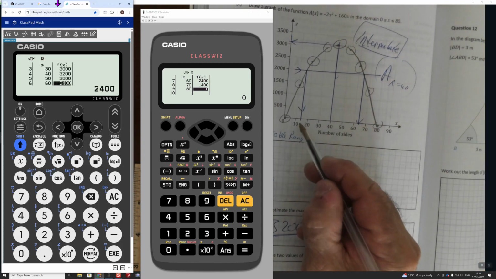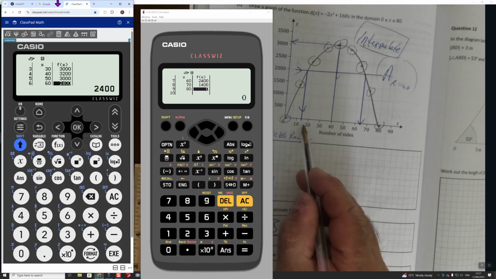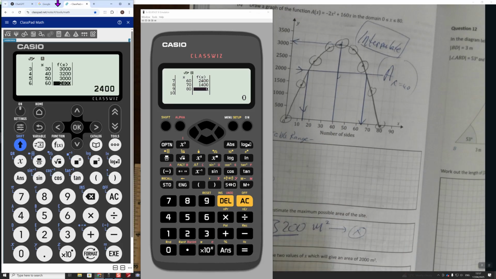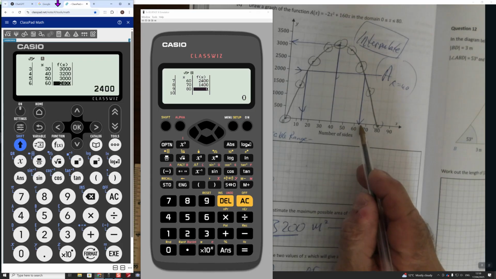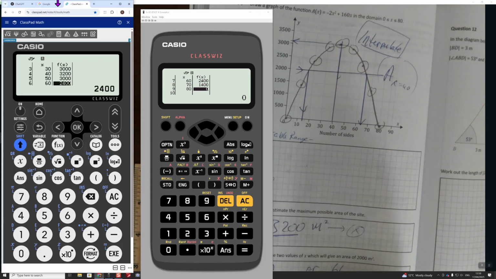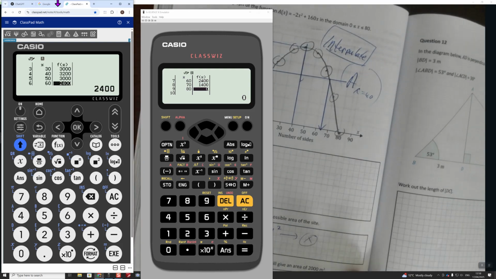Okay, and we need to read off these two values. Use here to find the values of x. So the first value of x there is below 15 if I'm eyeballing it. I'm going to call it 14 meters, and the second value is below 65, I call it 64 meters. They'll always give you a range for that, so don't you worry too much about that.